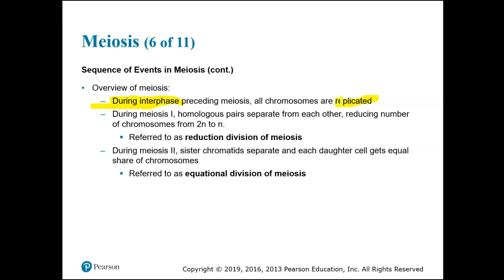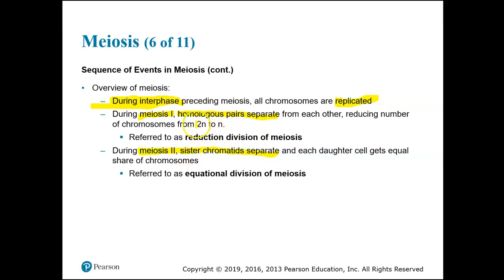Then the first division starts. It's called meiosis 1. And during meiosis 1, you start out with 46 chromosomes, and this number is reduced to 23 chromosomes. It's the reduction division of meiosis. And then during meiosis 2, the haploid chromosomes, which consist of sister chromatids, separate. So during meiosis 1, basically, the homologous pairs separate, and during meiosis 2, the sister chromatids separate.